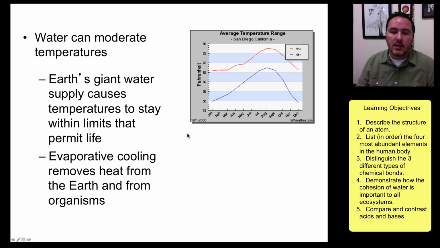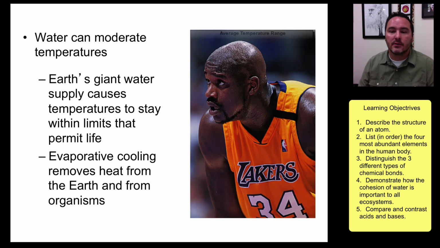This also can be looked at in the way of evaporative cooling, which is a really important way that many organisms keep their body temperatures fairly constant in order to not overheat. So a very large organism like Shaquille O'Neal needs to sweat a lot in order to have that evaporative cooling.